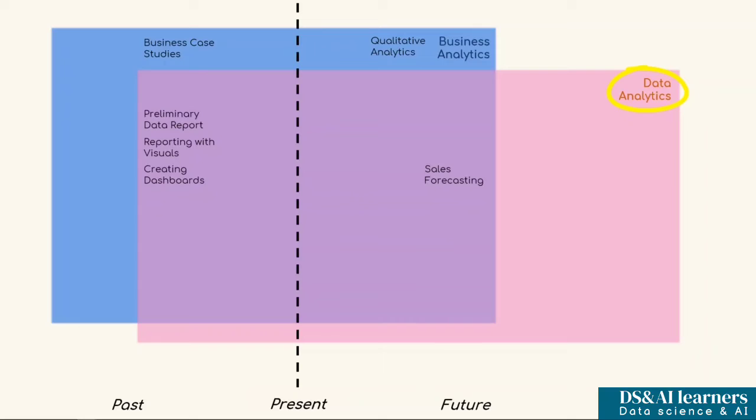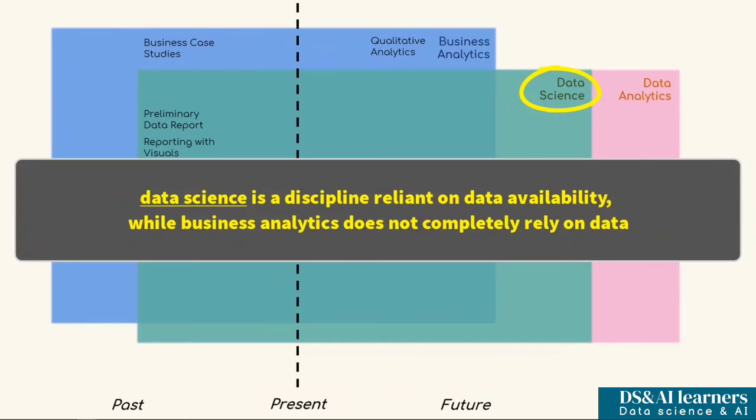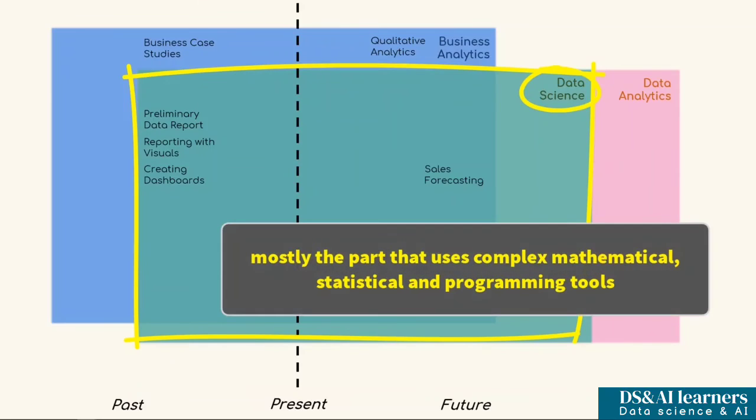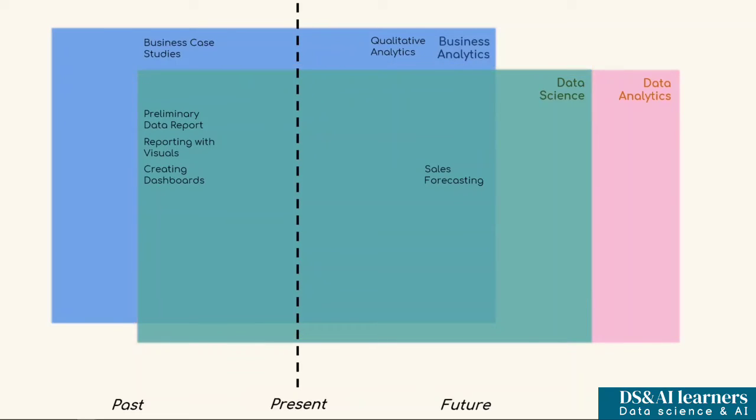Okay, good. Let's continue with adding another term, the most sparkly of them all, data science. Data science is a discipline reliant on data availability, while business analytics does not completely rely on data. However, data science incorporates part of data analytics, mostly the part that uses complex mathematical, statistical, and programming tools. Consequently, this green rectangle, representing data science on our diagram, will not overlap with data analytics completely, but it will reach a point beyond the area of business analytics.